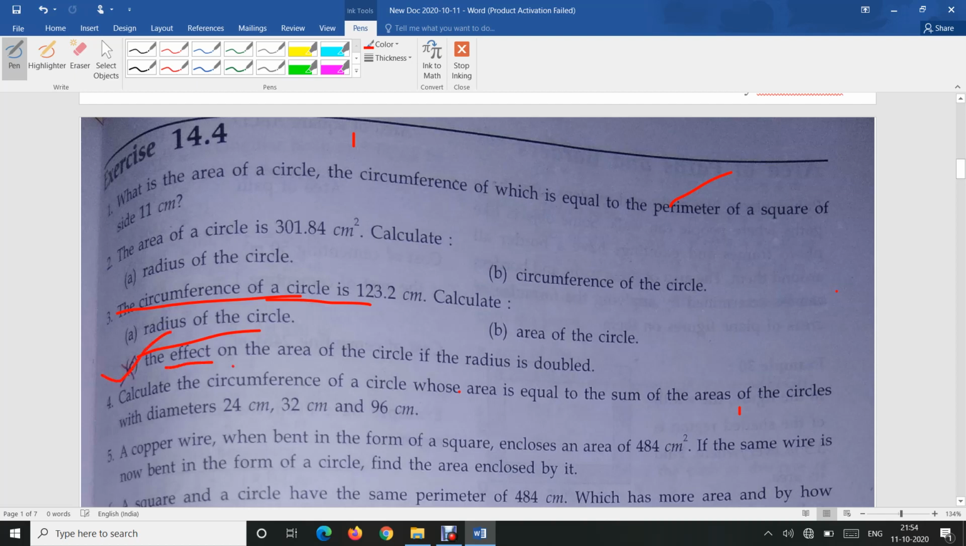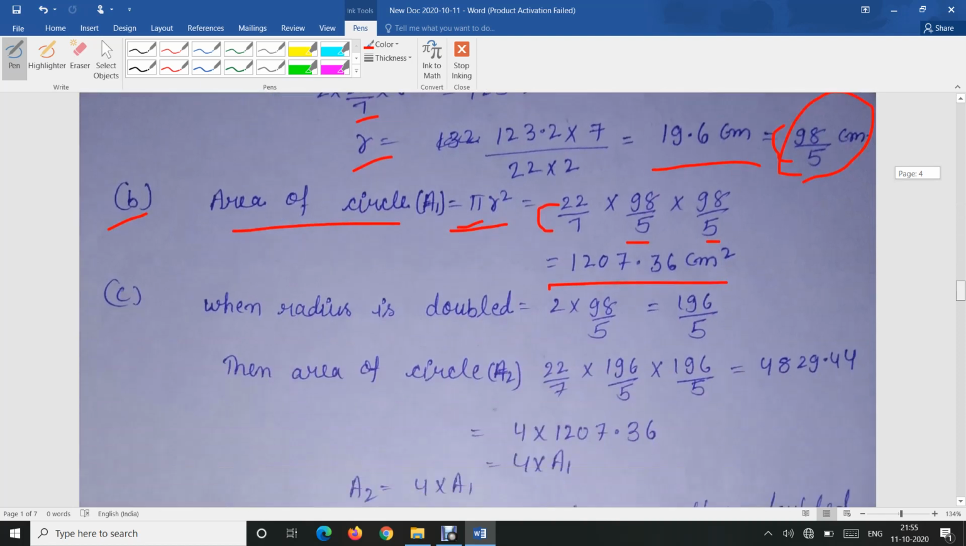The question is about the effect on the area of the circle if the radius is doubled. It is saying that if the radius is doubled, then what effect will there be on the area? So see the solution for this also.